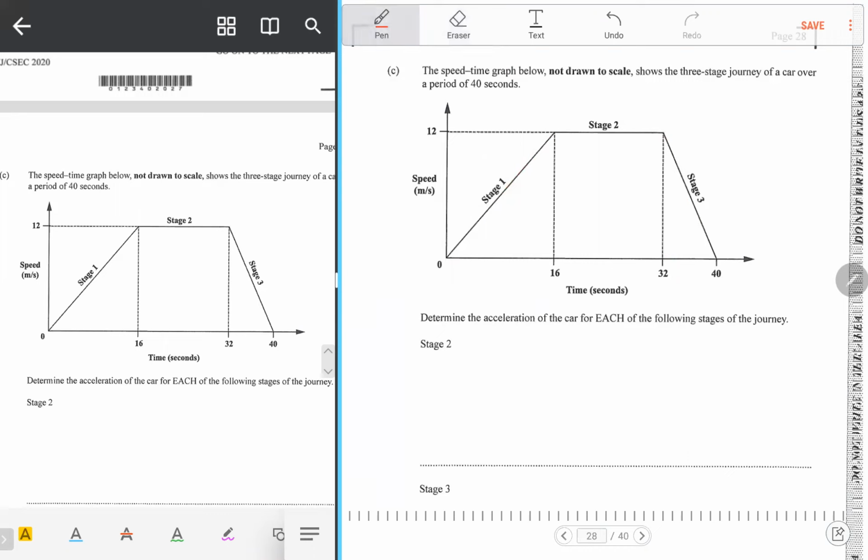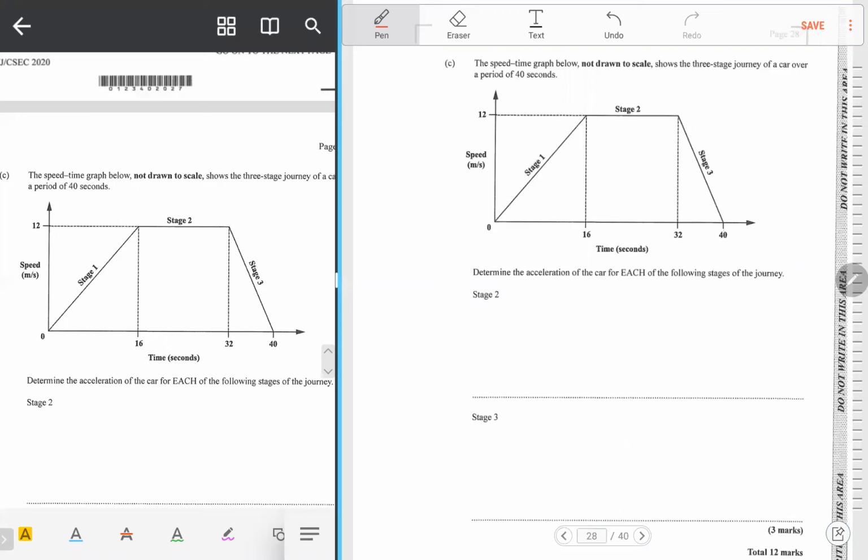So it says, determine the acceleration of the car for each of the following stages. Stage 2, the acceleration is 0. So the acceleration equals gradient. Acceleration will always be equal to gradient. So the acceleration on stage 2, that's why I call it A2, is equal to 0. Because there is no rise. So the acceleration is 0. Remember, gradient is rise over run, and there is no rise.